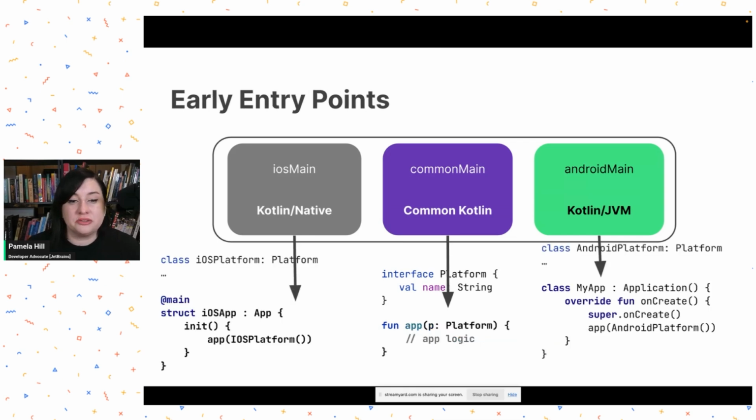So you can define a function called app that you pass a parameter to of type platform, and then you perform certain app logic on it. So on Android, you would use this app function on create for your application, and then you would pass Android platform to it when you use it. Then on iOS side, this is a SwiftUI application, and in the init function, you would call app with iOS platform.